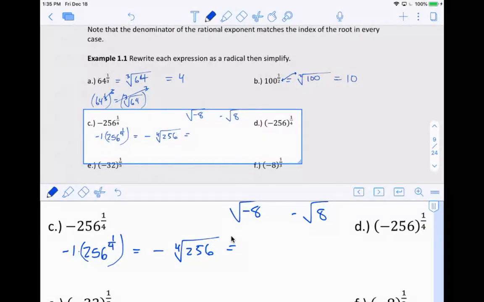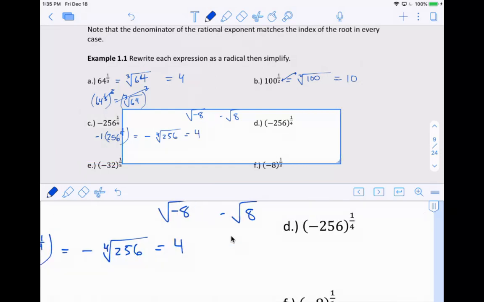I'm not quite sure, to be honest with you. Let's see. Fourth root of 256. Nope, it's 4. It's 4. Cool. Whereas in the other one, the fourth root does include the negative 256, and since that's an even power with a negative underneath, this one actually does not exist.